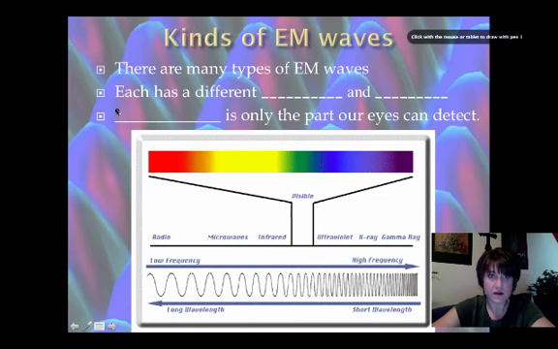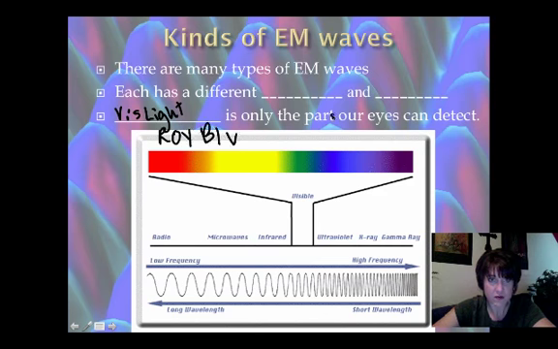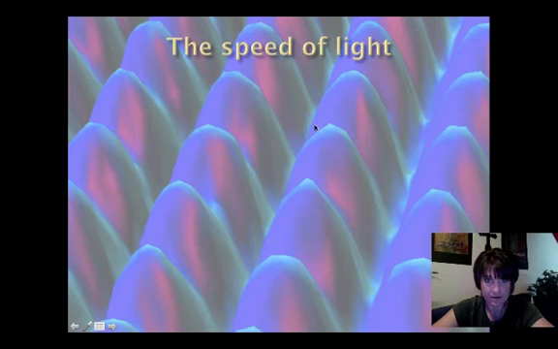And of course, visible light is the only part that your eye has the ability to detect. And we still have rainbow order as ROY G. BIV. Good thing you learned that a long time ago, right? So now let's look at the speed of light.